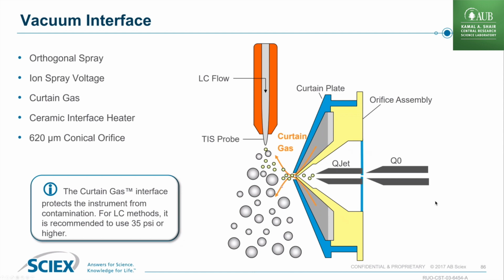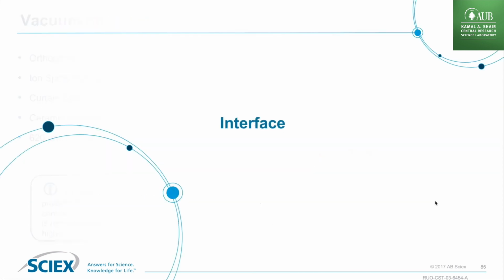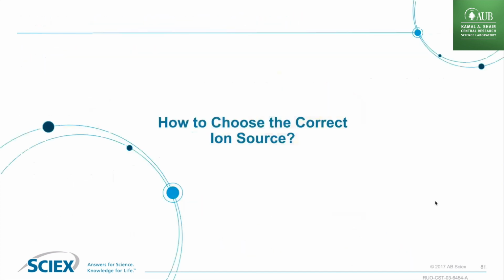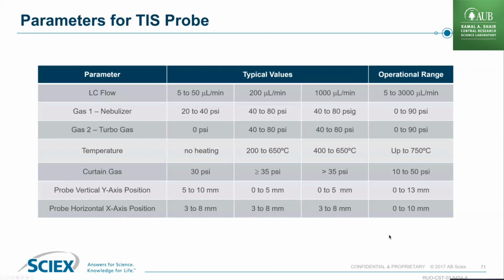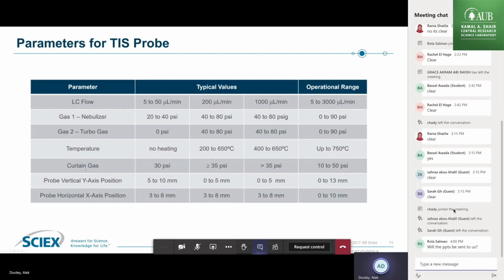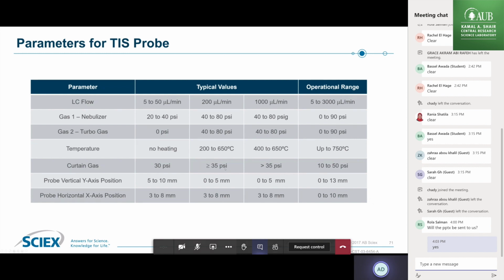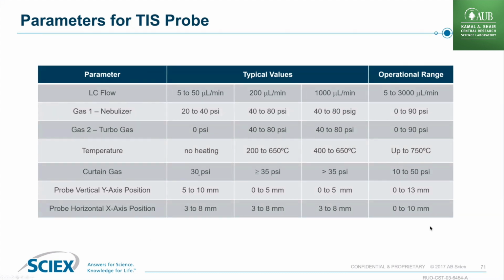So what do you have that you can control here? Well, you can control the flow of this curtain gas. And if you go back to that chart, you see it here, right? And I mentioned at the time, this is actually technically part of the interface, although you see it listed with the source parameters. Typical values are around 35, and it's PSI, which is pounds per square inch, around 35 for working with medium to high flow rate. Only at very low flow rate can you turn it down to 30.